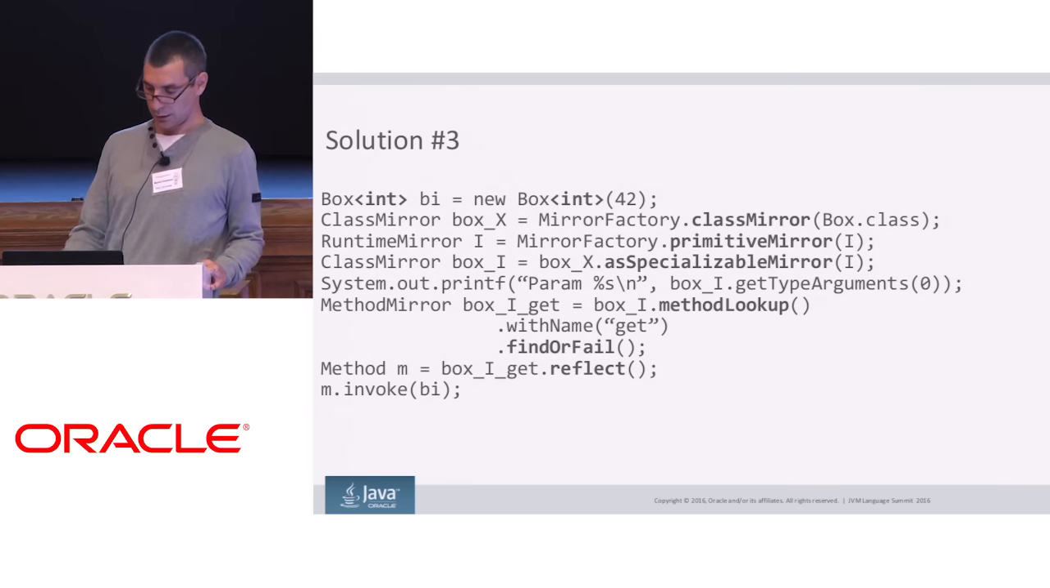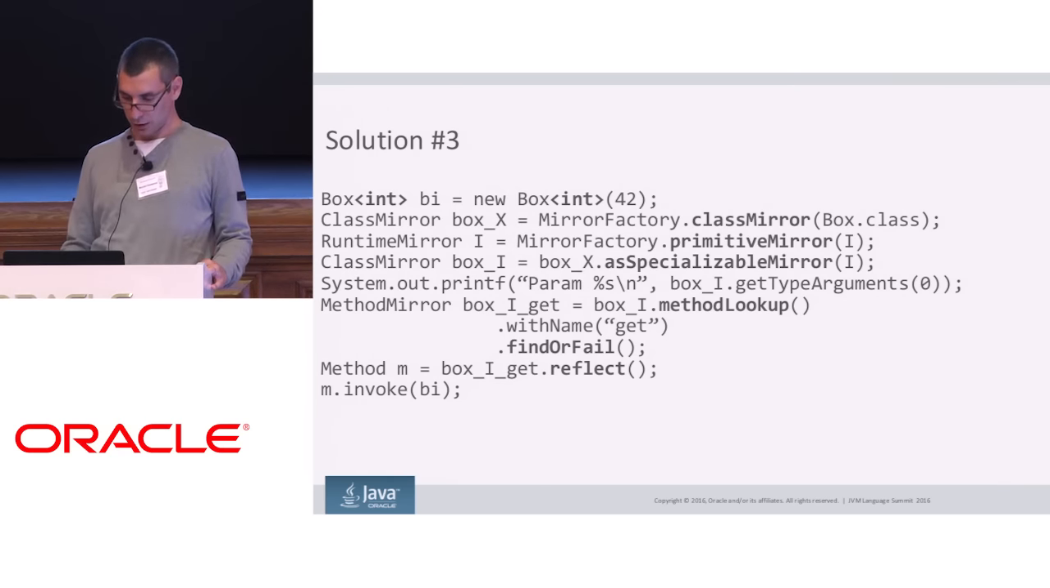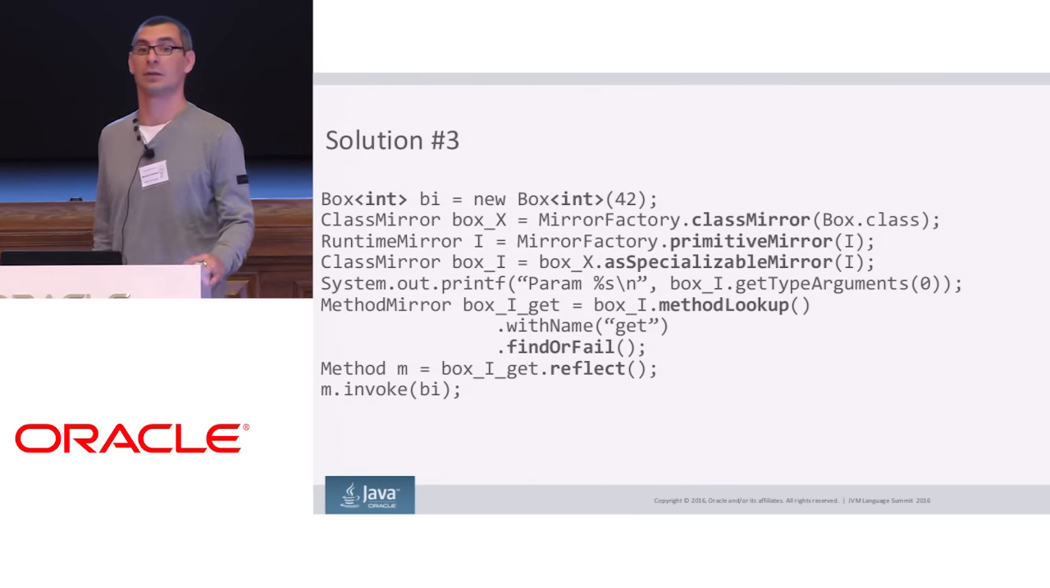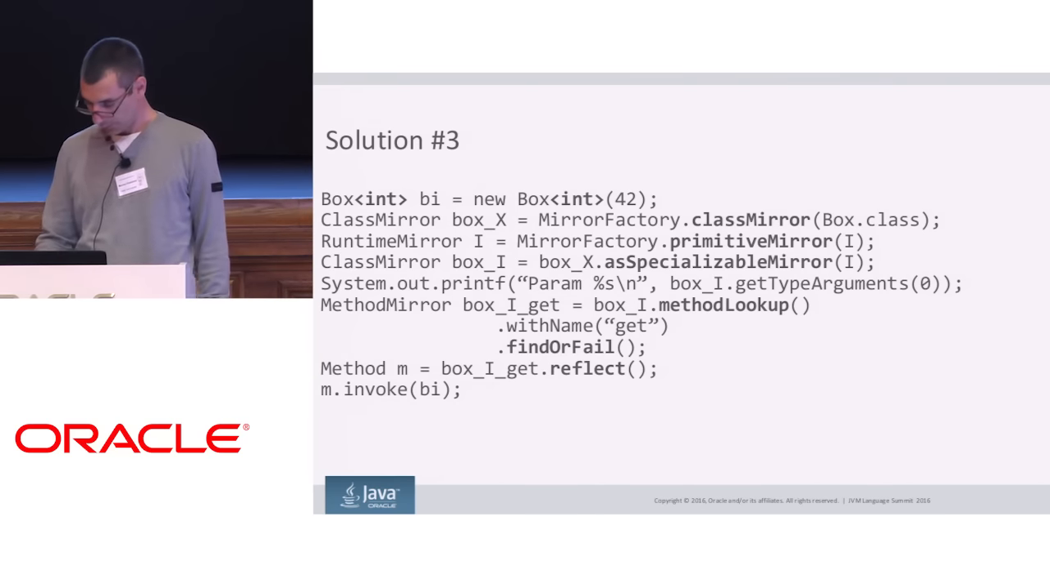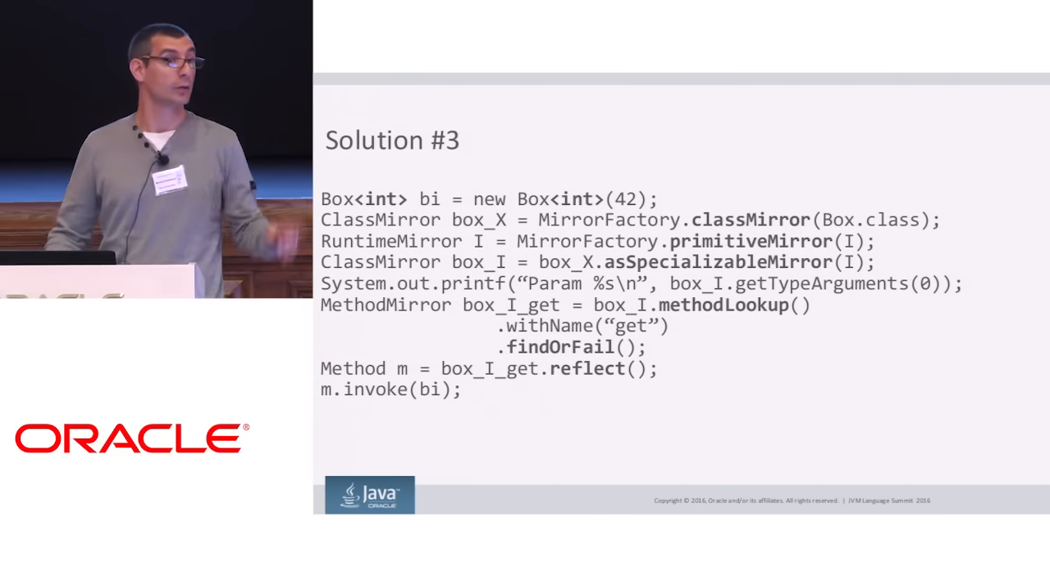Oh, right, yeah. There's an obvious mistake here. Yeah, it should be int.class. Yeah, sorry. The question was, go ahead.